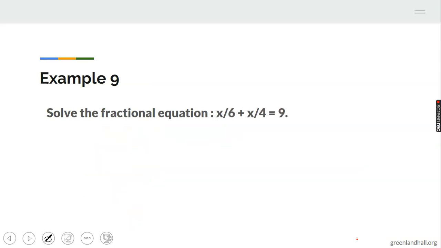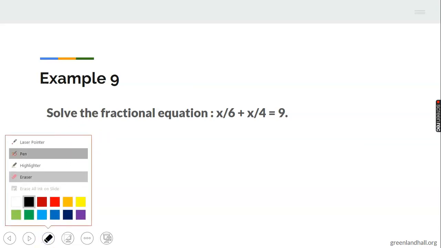Now the next question: solve the fractional equation x over 6 plus x over 4 equals 9. I don't need to be writing the question myself, you already have the question there. Let me just solve directly.